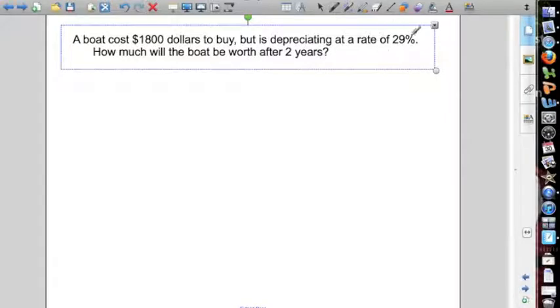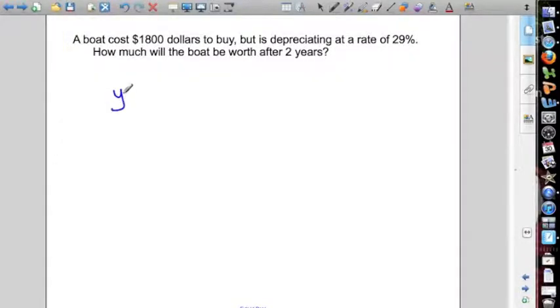This one, boats apparently are depreciating a little faster here, or at least in this problem they are. And so as we look at that, again, it really just comes down to plug it into your model. And so know that model, plug it into the model. Our initial price is $1,800. It's going down. 29% is 0.29. And we're looking at it again for 2 years.